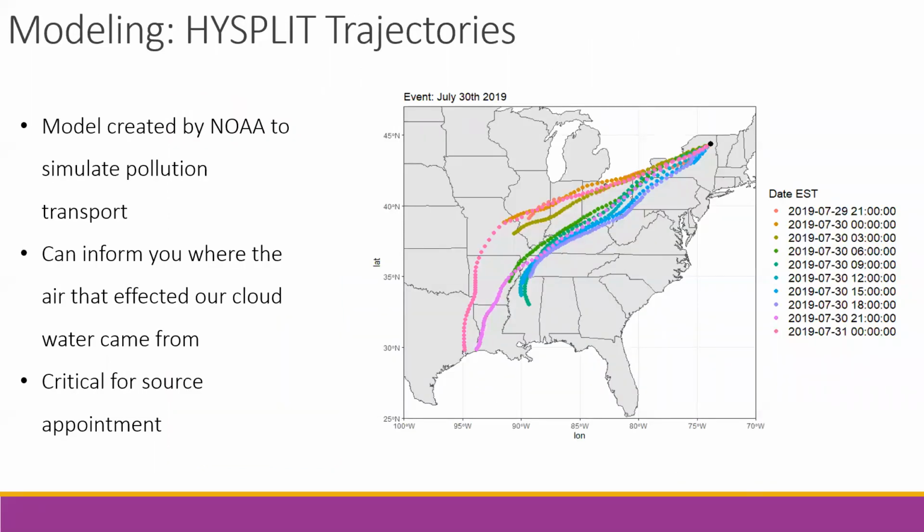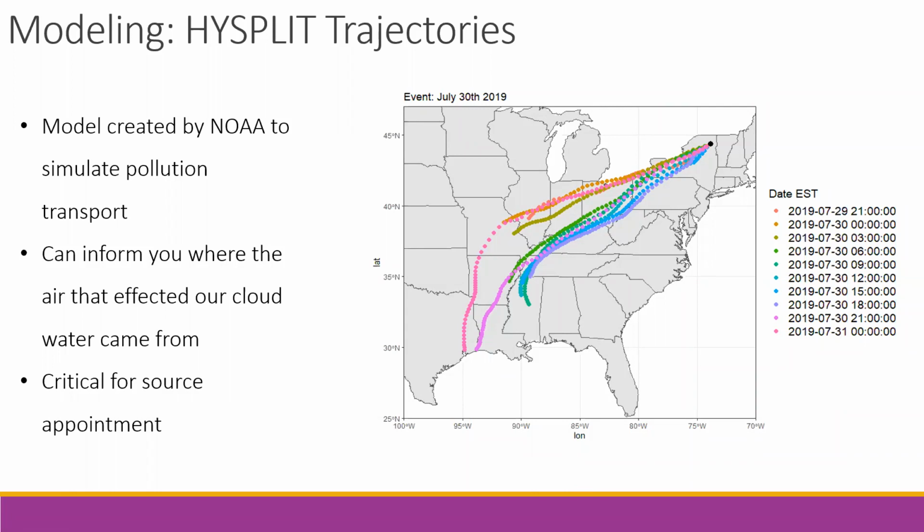So now I want to discuss some of the modeling work we're going to be doing with work at Whiteface Mountain. First, we're starting to use HYSPLIT trajectories. HYSPLIT is a model created by NOAA that can be used to simulate pollution transport through the atmosphere. You can run this meteorological model that tells you where your air mass came from. This is really critical because if we have, say, a polluted event, we can track down where the pollution event came from.